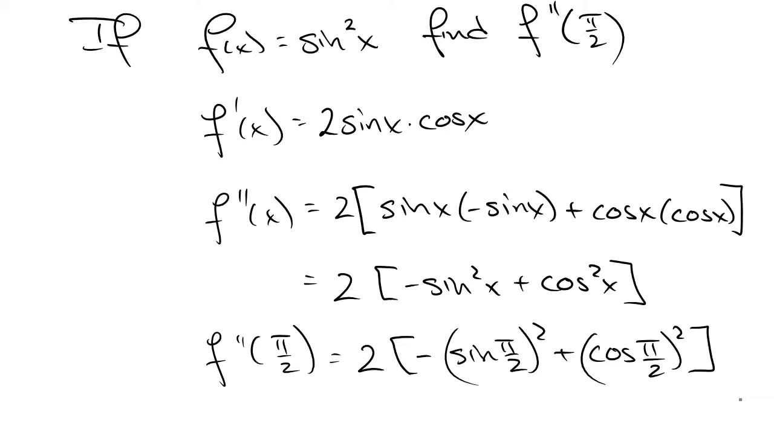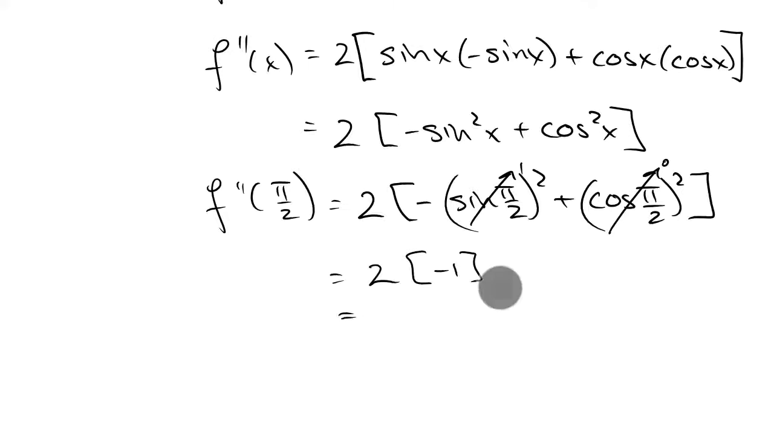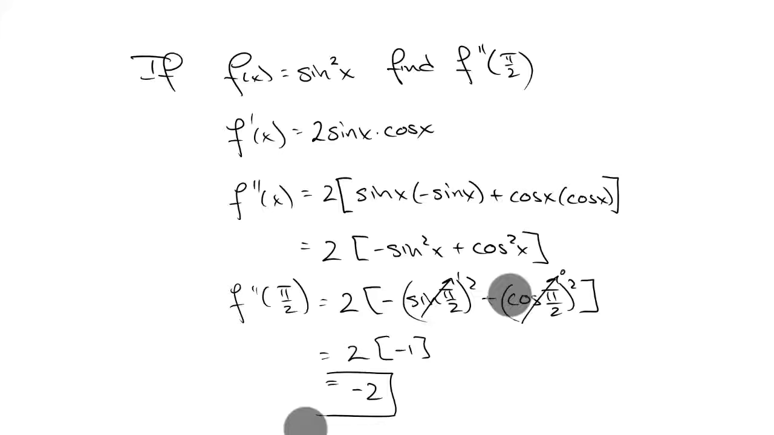If you remember your trig values from the table that you probably memorized, sine of pi over 2 is going to go to 1, and cosine of pi over 2 is going to go to 0, leaving us with 2 times negative 1 plus 0, or a final answer of negative 2. And that's how we approach this problem.